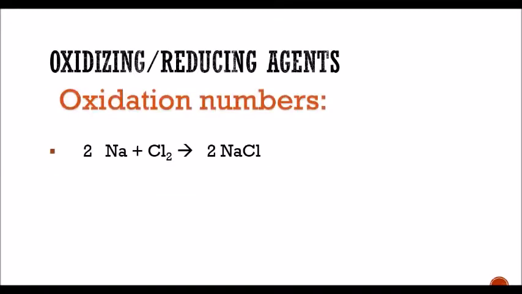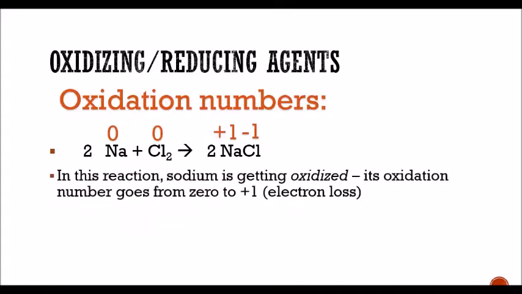So, just an example. Take this little reaction here. If we assign oxidation numbers, those are both elements, so there's 0, and in the compound NaCl, Na is +1 and Cl is -1. So in this reaction, sodium is getting oxidized. Notice it's going from a charge of 0 to a charge of +1. That means it lost an electron, so it's getting oxidized.